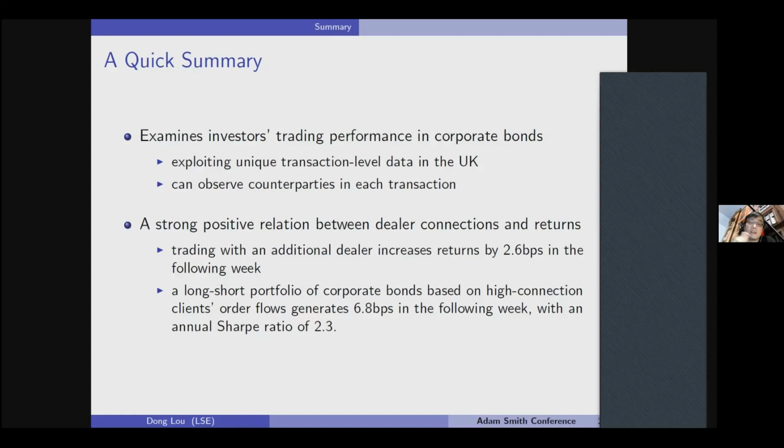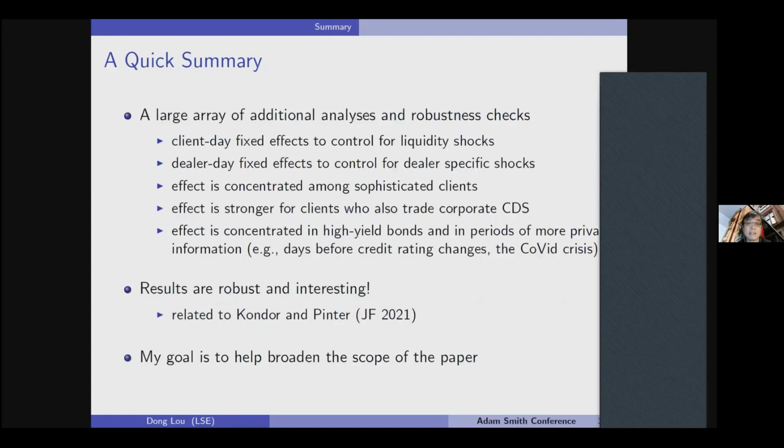So trading with an additional dealer increases your return by about 3 basis points in the subsequent 5 days. A long-short portfolio of corporate bonds sorted by high-connection clients' order flows generates about 7 bips of excess return in the following week, with an annual Sharpe ratio of 2.3, something I'll come back to in my discussion.